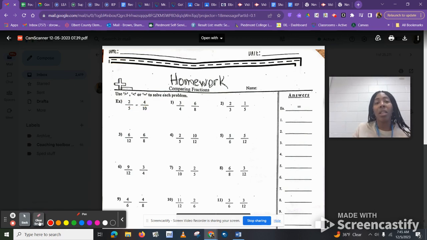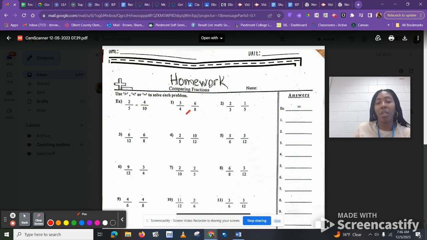All right, so let's look at number 1. I have 3/4 and 6/8. The first thing I want to do is see if I can use a benchmark, like half. When fractions are near half, it's easier to tell whether one is bigger or smaller. I can't use half on this because 3 isn't half of 4 and 6 isn't half of 8.